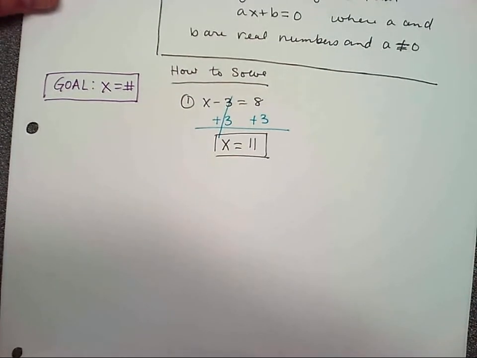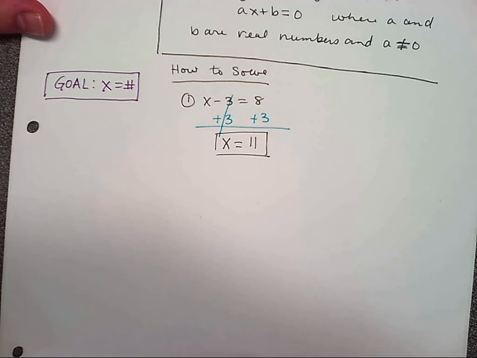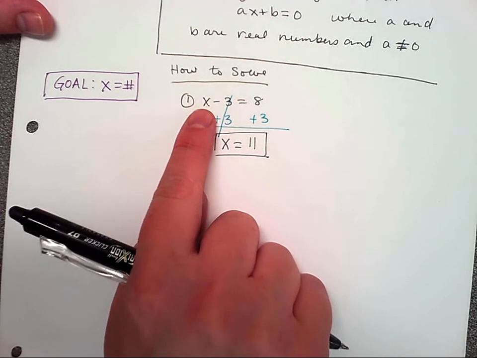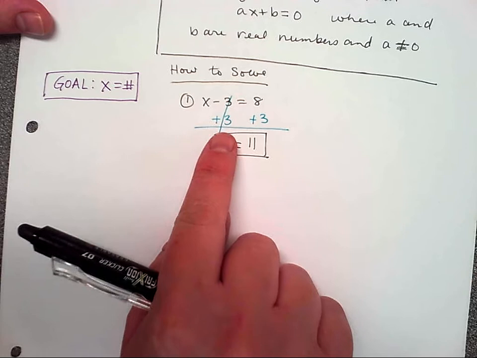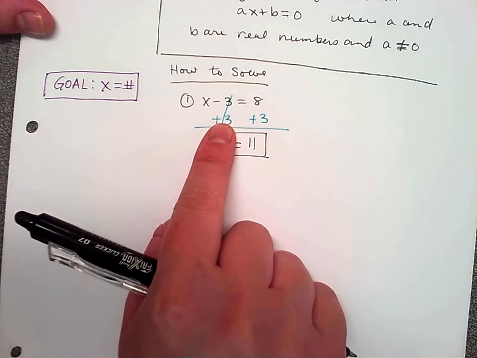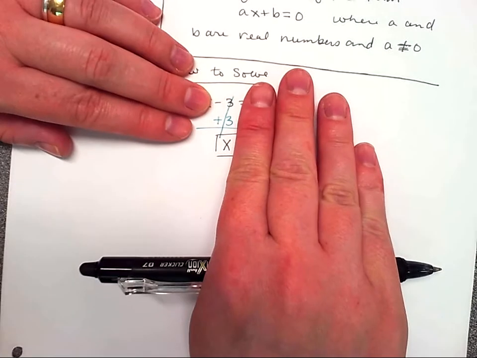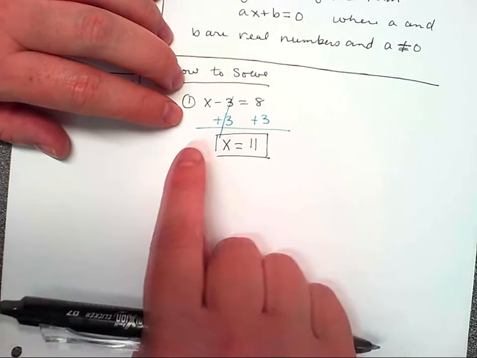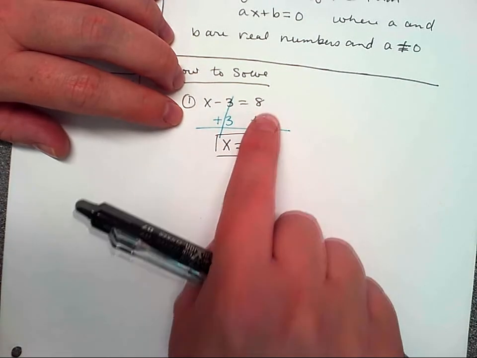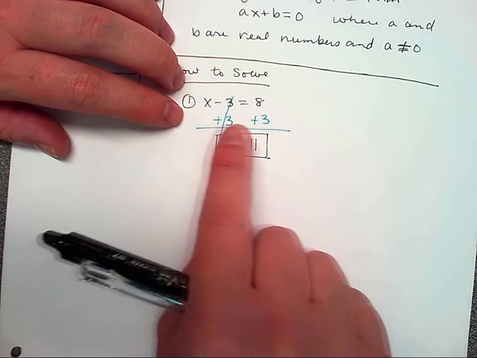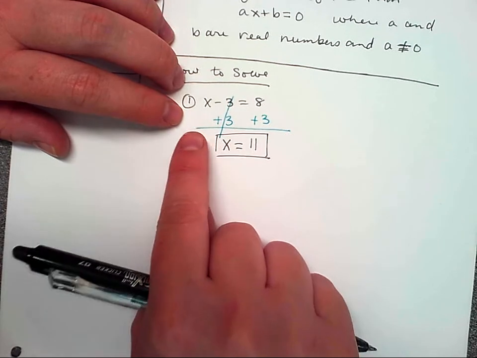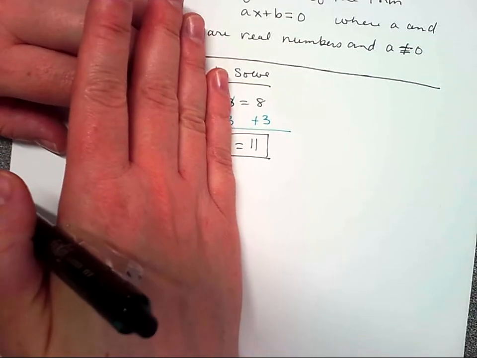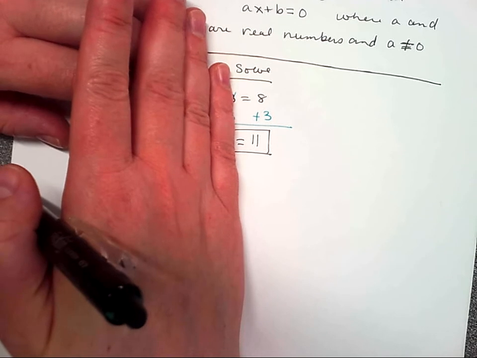Right? So the operation between x and 3 is subtraction. The opposite of subtraction is addition. So I'm going to add 3 to both sides. And the reason I do that is because negative 3 plus 3 is 0. And then I'm just left with x on the left side. Whatever I do to one side of the equation, I have to do to the other. So if I add 3 to one side of the equals, I need to add 3 to the other side of the equals, right? Yes?